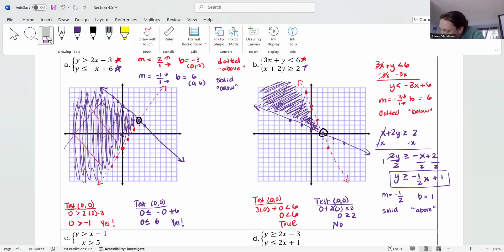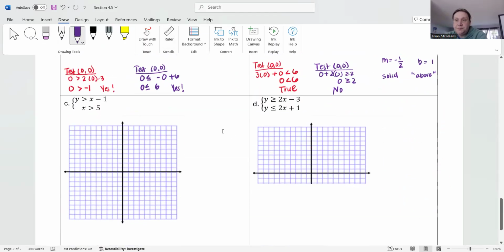Let's see if I can erase it. Whoops, I didn't mean to erase the whole line. There we have it. So we put an open circle at that point where the two lines intersect, okay? It's kind of a long video, but two more examples.